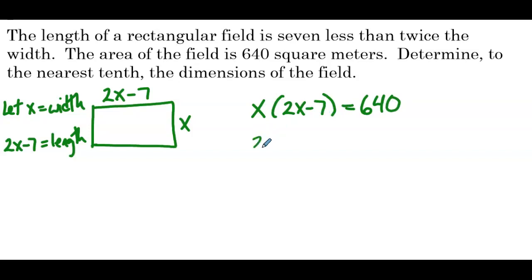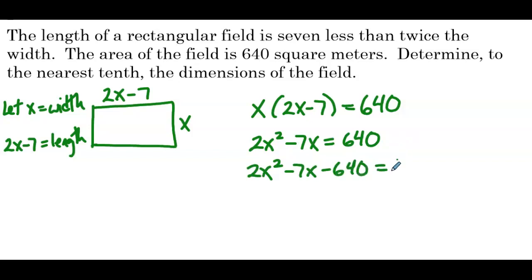We'll begin by distributing the x, so 2x squared minus 7x equals 640. We have a quadratic equation, so 2x squared minus 7x minus 640 is equal to 0. Now they told us to the nearest tenth. So what that tells me is we can't factor this. We're going to have to use the quadratic formula.